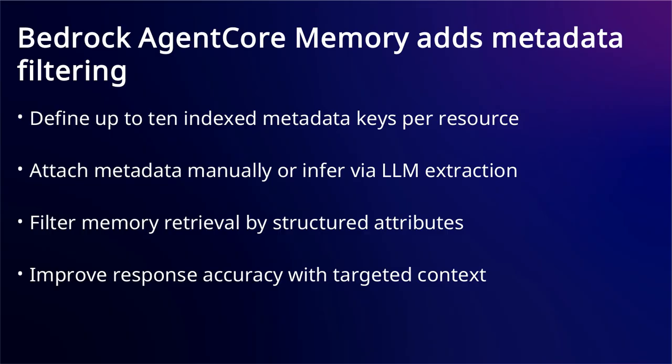During retrieval, you filter memory records by structured attributes like ticket number, priority, or date, eliminating irrelevant context. This targeted retrieval improves response accuracy by ensuring agents access only the memories that match specific criteria alongside semantic search.